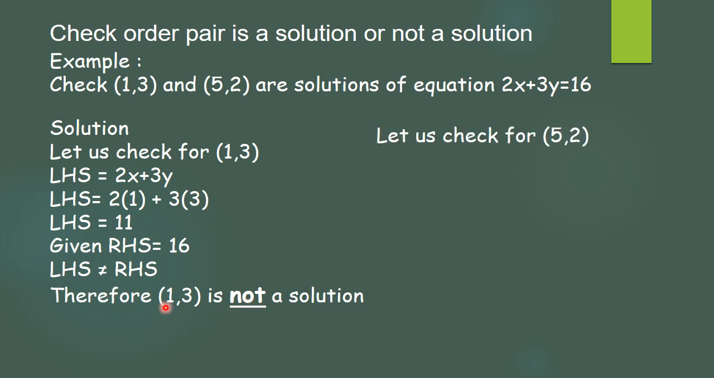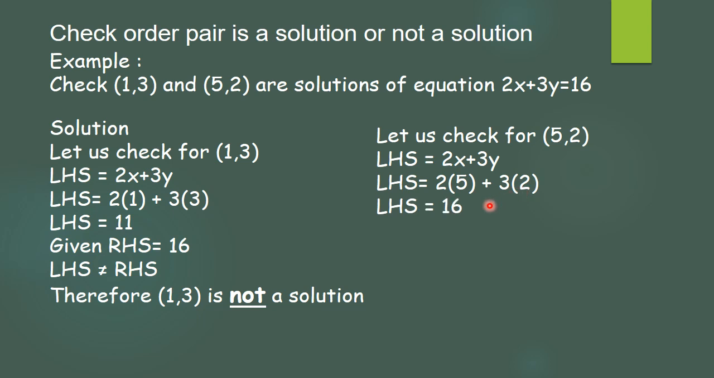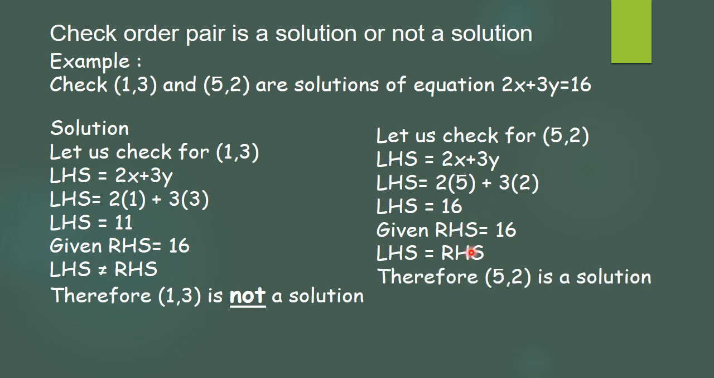Now we will check the other part, 5 comma 2. In the same way, first we'll write the left hand side, 2x plus 3y. Replace x by 5 and y by 2. So ultimately what we get: 2 5s are 10 plus 3 2s are 6, so that is equal to 16. The RHS was also 16, and because of that the left hand side is equal to the right hand side. That indicates 5 comma 2 is a solution.